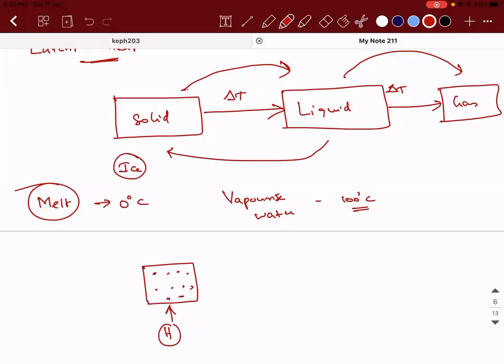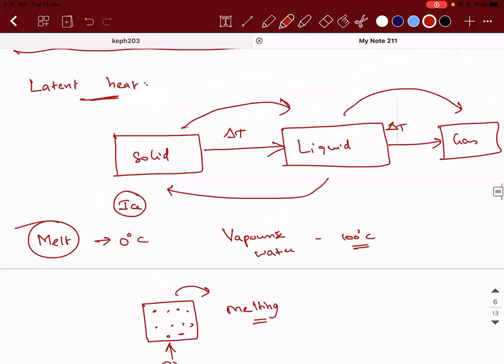Correct? When this kind of conversion is taking place, we call it melting, where a solid is getting converted to a liquid form, and that heat is utilized only to break the bonds, and that heat is not utilized to raise the temperature. So that kind of heat which is used only to break the bond or change the phase of the substance is what is called latent heat, because latent means hidden.